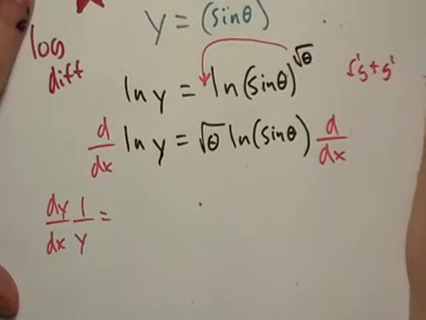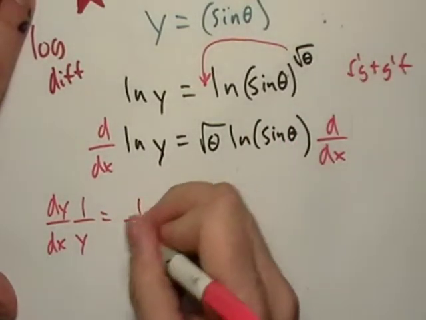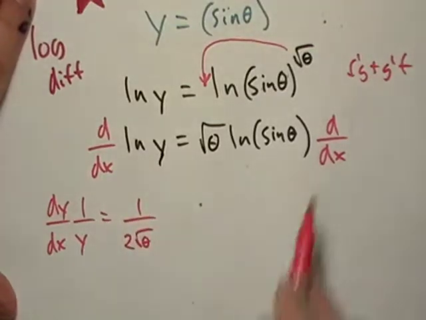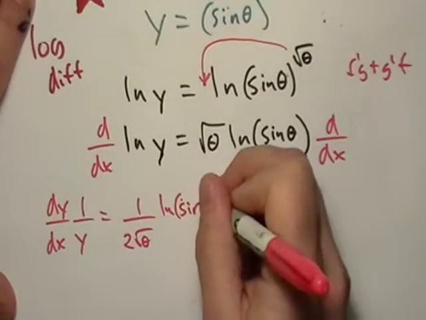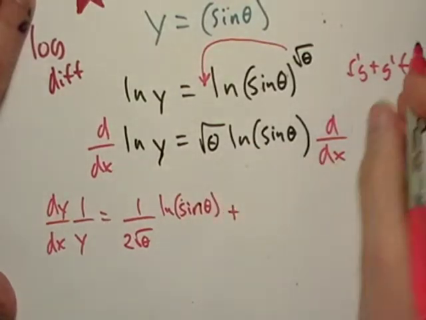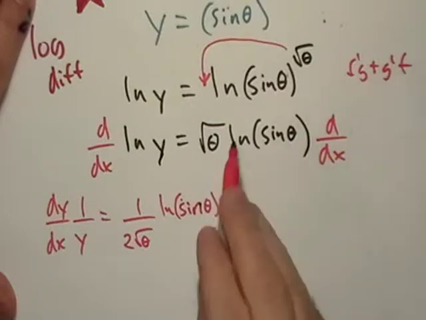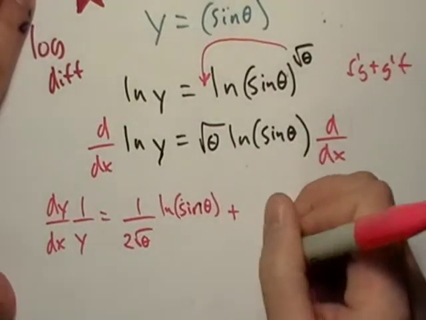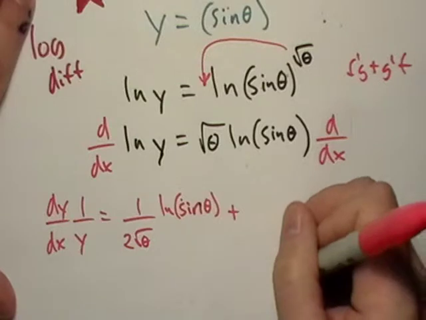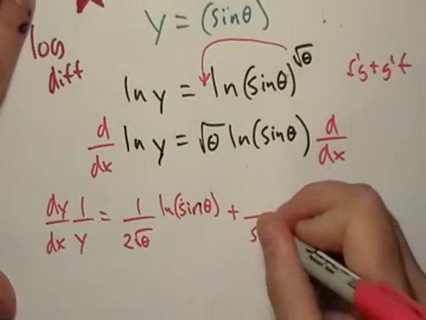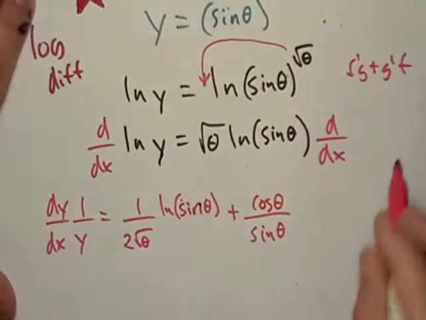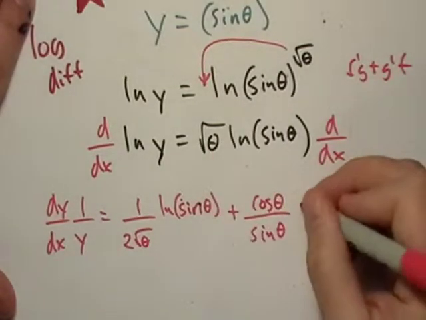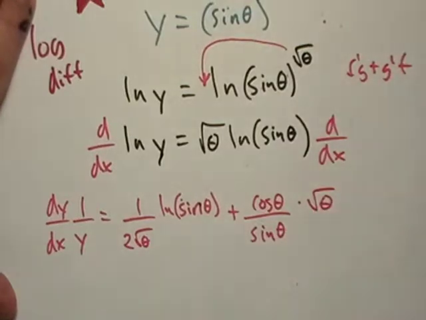Derivative of f times regular g, derivative of g times regular f. So derivative of f, that's 1 over square root of theta. Regular g, that's just natural log sine theta, plus g prime, that's 1 over sine times, well, we know sine's going to go on the bottom, and then we got chain rule, so there's cosine, and we'll multiply that by regular f, which is square root of theta.